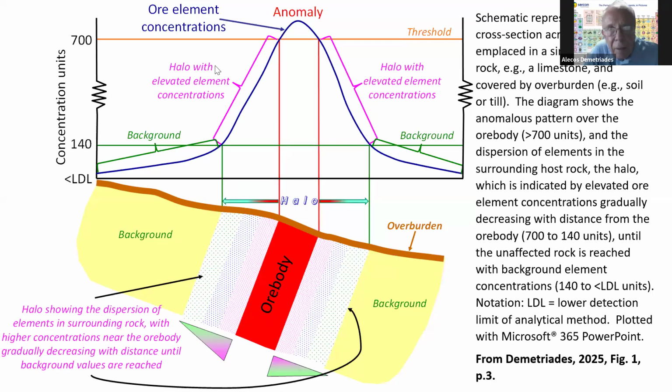Now here we see a conceptual model. We have an ore body, okay, and we have a halo around it, okay, and we have the background at the back. Now, if you take samples at the top there, you have a curve which shows the background results here. Then you have the halo with elevated concentrations, okay, and then the anomaly is directly above the ore body.